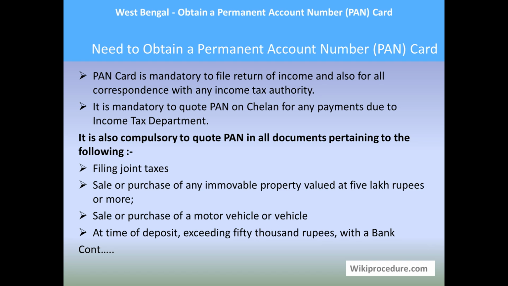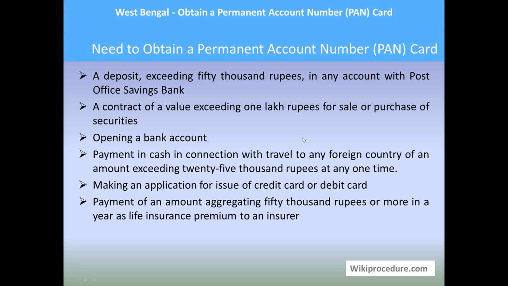It is also compulsory to quote PAN in all documents pertaining to the following needs: filing joint taxes; sale or purchase of any immovable property valued at 5 lakh rupees or more; sale or purchase of a motor vehicle; a time deposit exceeding 50,000 rupees with a bank; a deposit exceeding 50,000 rupees in any account with a post office savings bank; a contract of a value exceeding 1 lakh rupees for sale or purchase of securities; opening a bank account; payment in cash in connection with travel to any foreign country of an amount exceeding 25,000 rupees at any one time; making an application for issue of a credit card or debit card; payment of an amount aggregating 50,000 rupees or more in a year as life insurance premium to an insurer.